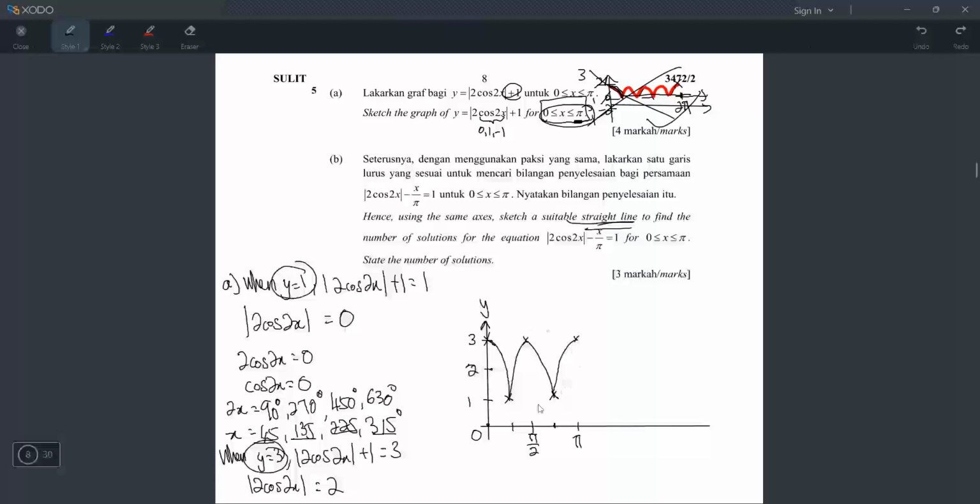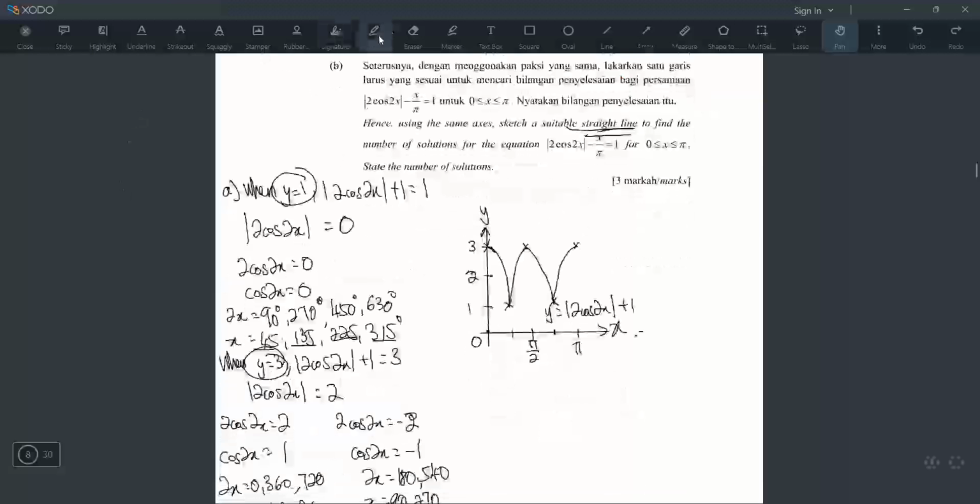So don't forget to write the equation. Okay, this x-axis we can make it shorter, right? Yeah, like this. Now this is your x. So let's write down the equation for this cos graph. y equals modulus 2 cos 2x close modulus plus 1. So this is how you get 4 marks.